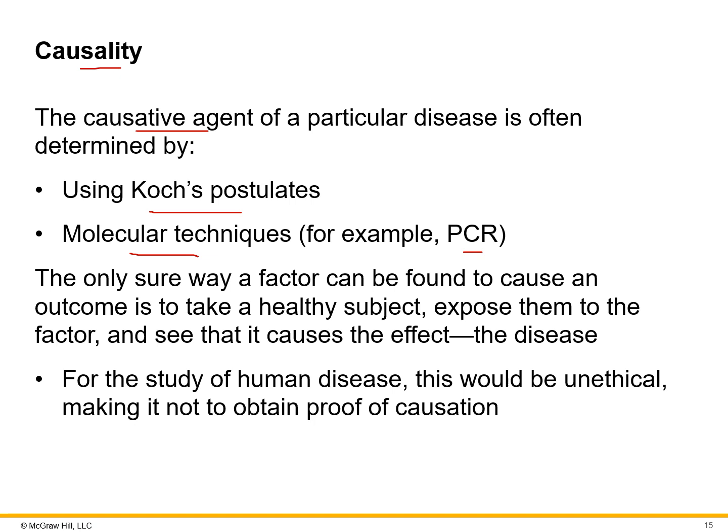identifying those as well. So the only sure way a factor can be found, though, is to take a healthy subject and expose them to the factor and see if they get the disease. So for the study of human disease, definitely unethical to do that to determine that proof of causation. So animal models are typically used.